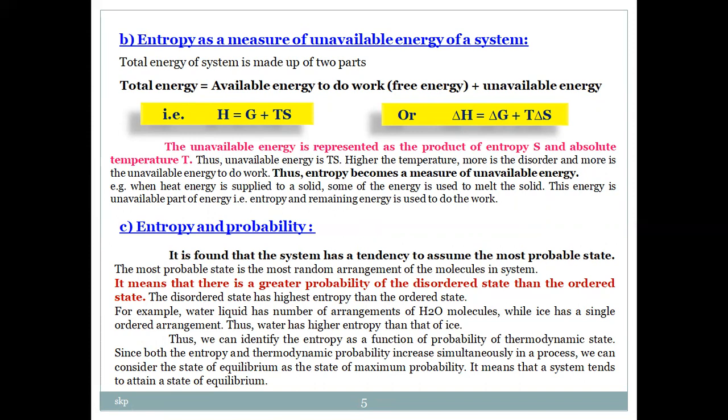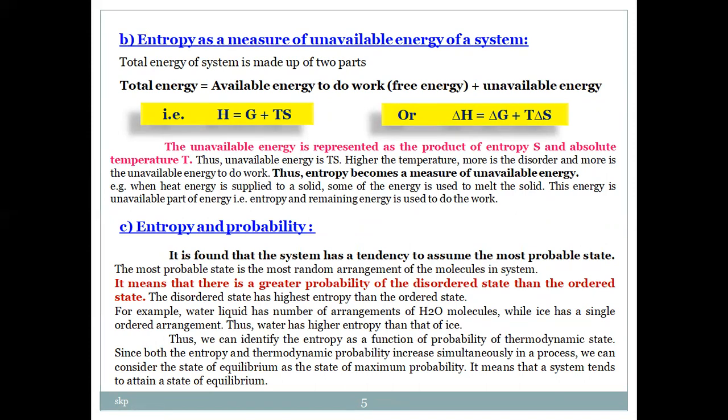For example, when heat is supplied to a solid, some of the energy is used to melt the solid. This energy is the unavailable part of the energy, that is entropy, and the remaining energy is used to do work.